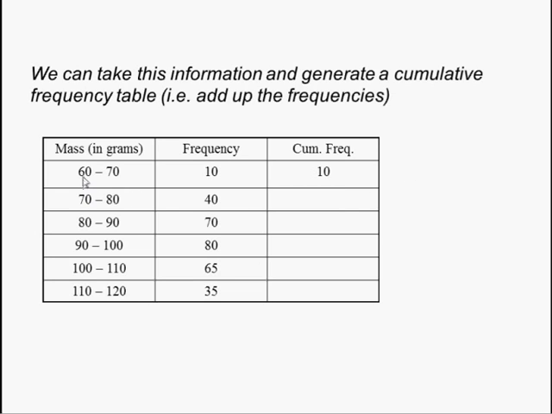But when you go from 70 to 80, you add another 40. So by the time you get to 80, there's 50. And then you add another 70. So by the time you get to 90, there's 120 apples that are less than 90, etc. So add another 80, 200, add another 65, add another 35, so 300. So there are 300 apples altogether. They all weigh less than 120 grams.